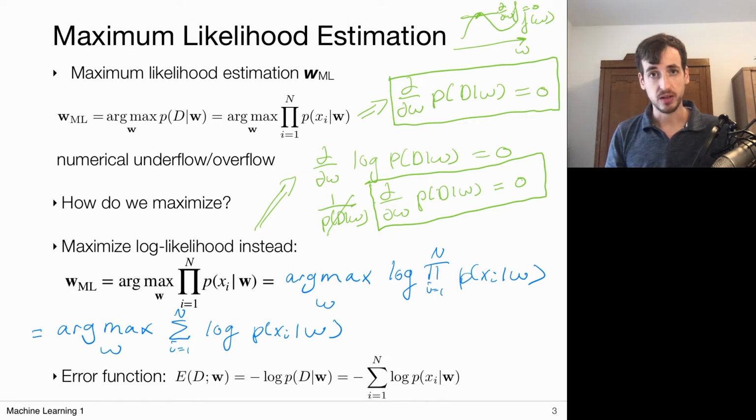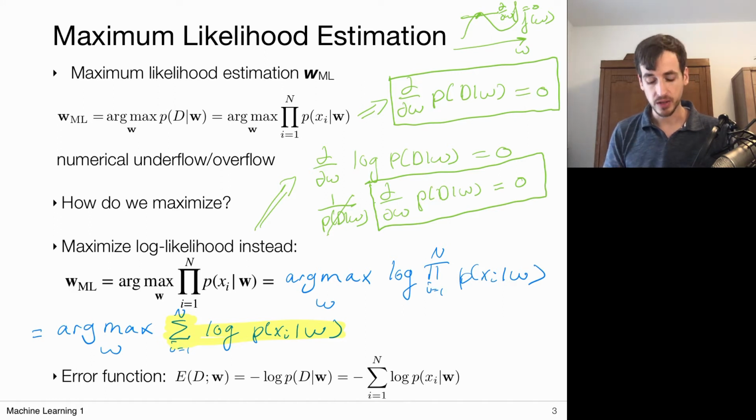And optimizing the log likelihood is much more convenient because now I have to deal with a sum of all these log likelihoods instead of a product of all these small values. And this is much more convenient to work with, especially when we model our likelihood or our probabilities using Gaussian functions, as we will see soon.